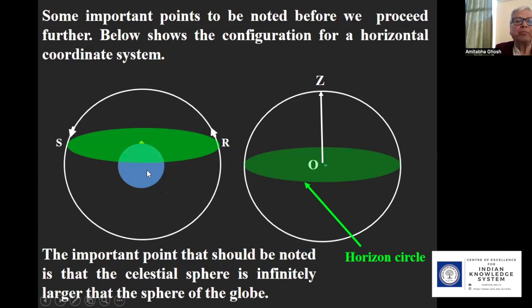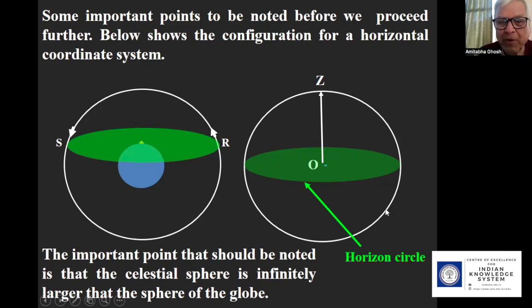Actually, the globe of the earth is so small compared to the size of the celestial sphere that if you shrink it, it becomes a point. And the configuration becomes this. This becomes the horizon plane, and this is the horizon circle. This is the case because the size of the celestial sphere is much, much, much larger than the globe. So it becomes a point. And therefore, you can see the horizon plane is dividing the celestial sphere into two equal parts.